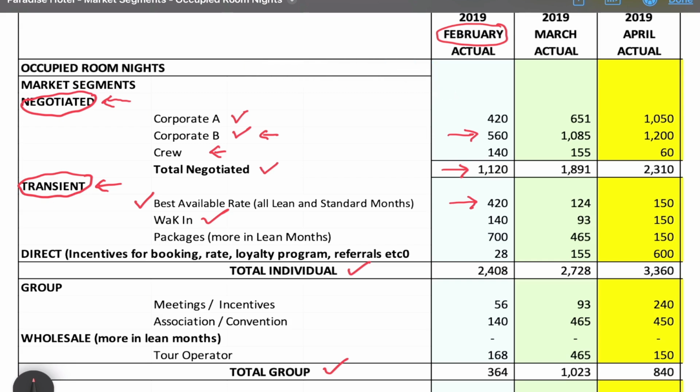So walk-ins are also another market segment, or part of the individual market segment, that contributes to room nights. And you can see here the walk-ins contribute to 140 room nights. The last of the transient market segments are the packages.